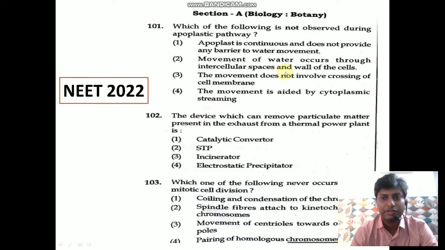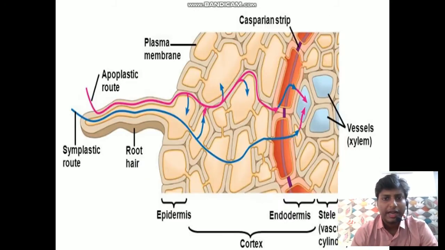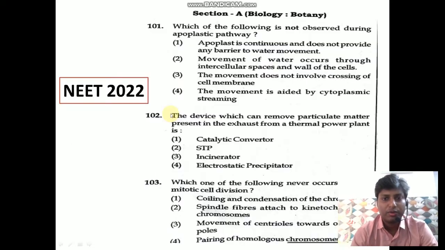The third option says that it does not involve crossing of the cell membrane. The fourth option says that the movement is aided by cytoplasmic streaming. Dear students, as we all know, the cytoplasm is present inside the cell, and since the apoplast pathway is not happening from inside the cell, there is no question of cytoplasmic streaming. Cytoplasmic streaming means the movement of cytoplasm. So here the cytoplasm is not at all helping in the movement of water, whereas the question says that the movement is aided by cytoplasmic streaming. So from this it is clear to us that the fourth option is incorrect.